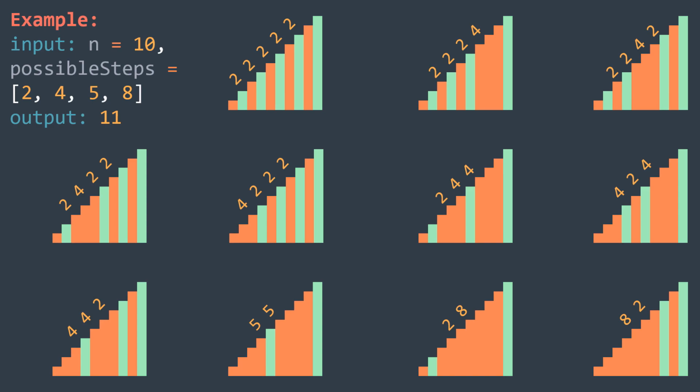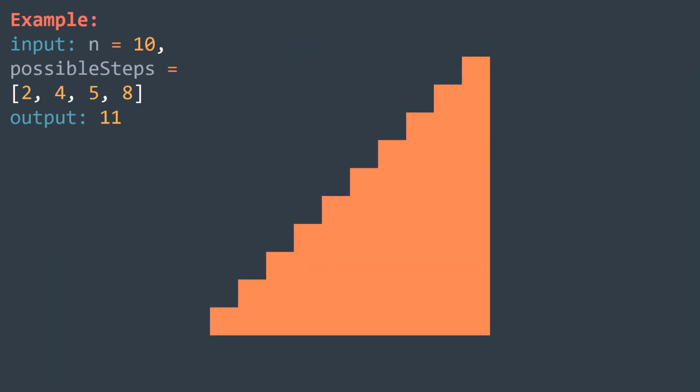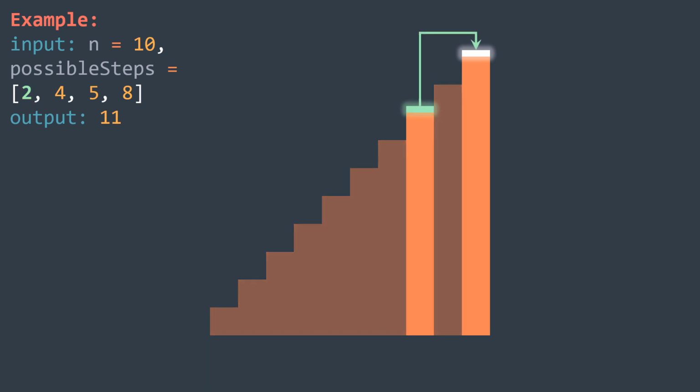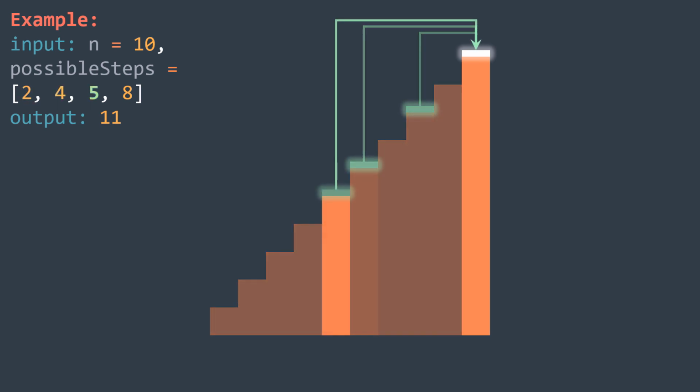Now pause the video and try to find a way to solve this problem by using recursion. Let's start. Let's analyze this example. We can jump by 2, 4, 5 or 8 steps. So to jump to the last step, step number 10, we must either be 2 steps far from it, or 4, or 5, or 8.